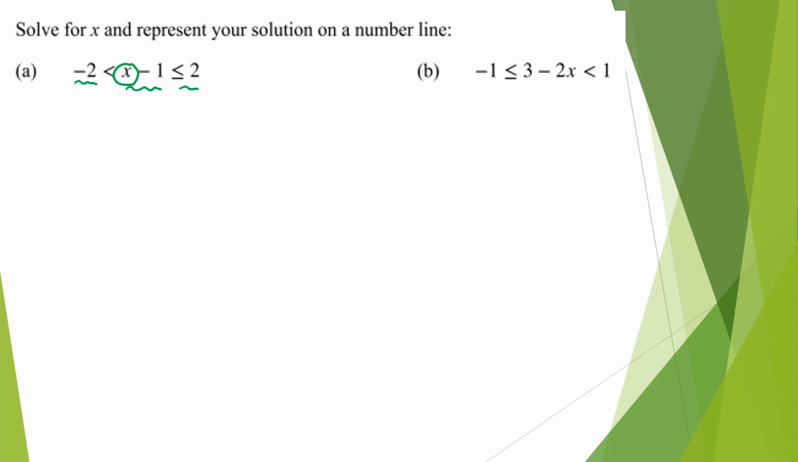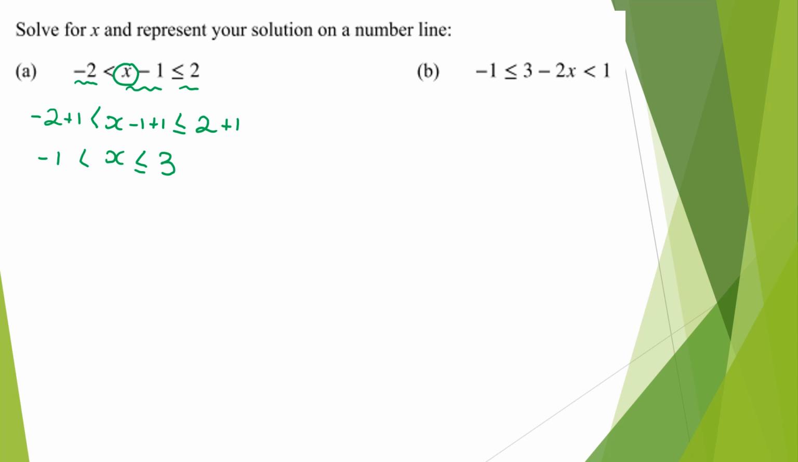So we say minus 2 plus 1 is less than x minus 1 plus 1, which is less than or equal to 2 plus 1. Okay, so this will be minus 1 less than x, which is less than or equal to 3. That is our solution set.